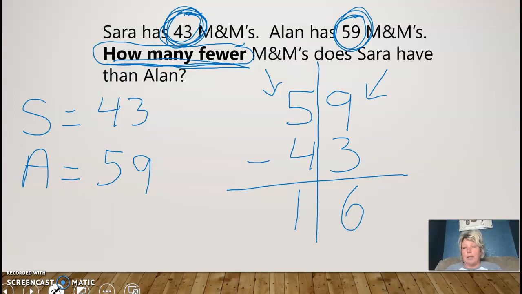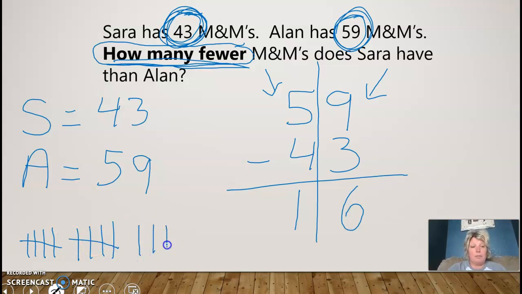I could use a number line for this, or I could use a hundreds chart, or I could go and use tally marks. After 43, it's 44, 45, 46, 47, 48, 49, 50, 51, 52, 53, 54, 55, 56, 57, 58, 59, and I have 16 tally marks.